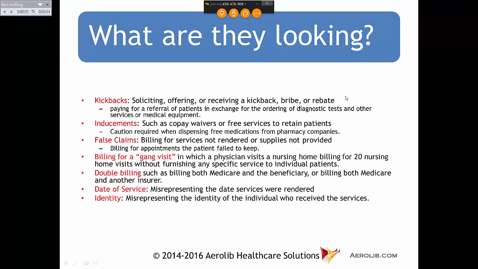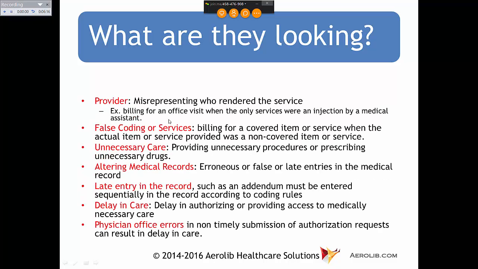Now, the next two slides have been pulled out from the CMS CERT reviews, and people who have access to the LMS can pause at this time and read these next two slides. But just a summary is: kickbacks, inducements, false claims, gang visits, double billing, date of service, identity issues. They talk about misrepresenting who rendered the service, false coding or services, unnecessary care, and a lot of the audits are now coming under this category.